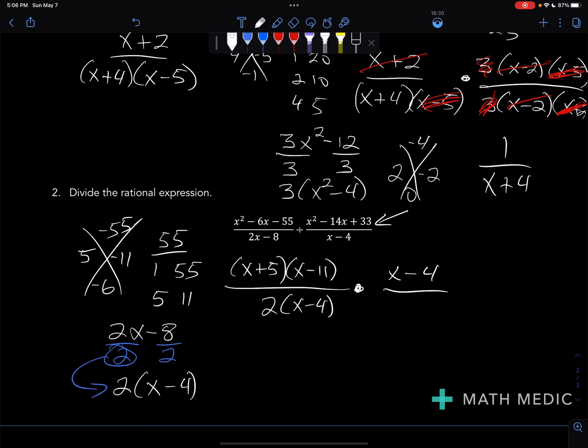Then we have to factor this quadratic. 33 goes in top, negative 14 on the bottom. Sometimes you can just see it, right? 3 times 11 is 33. If both the 3 and the 11 are negative, it multiplies to 33 and adds to negative 14. So the bottom becomes x minus 3 and x minus 11.